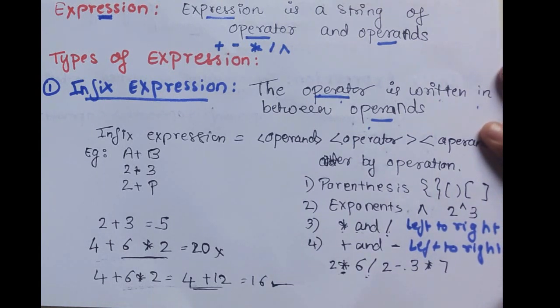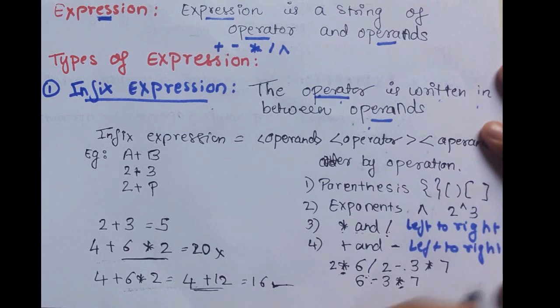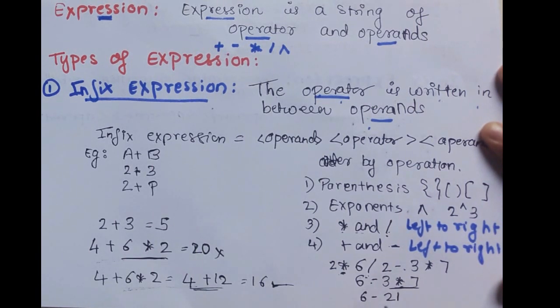So, 2 into 6 is 12. Then 12 divided by 2 is 6. So, 6 minus 3 multiplied by 7. Now, again there are two operators, subtraction and multiplication. But multiplication has higher precedence than subtraction. So, multiplication will be performed first. So, 6 minus 21 and then finally subtraction. Answer is minus 15. Isn't it?